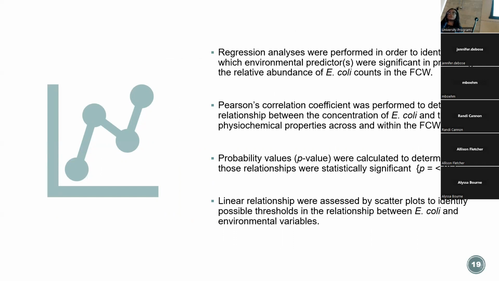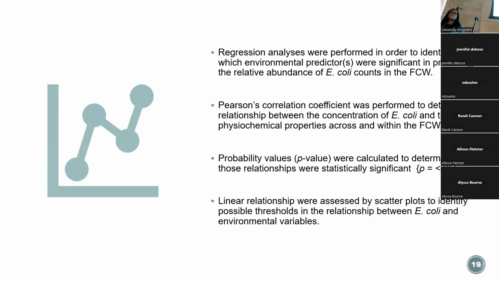And the Pearson's correlation coefficient was used to determine the overall direction, the nature, and the strength of the relationship between E. coli and these different land use areas, and then E. coli and the physiochemical properties. Probability value was calculated to determine if those relationships were statistically significant at p equals 0.05.